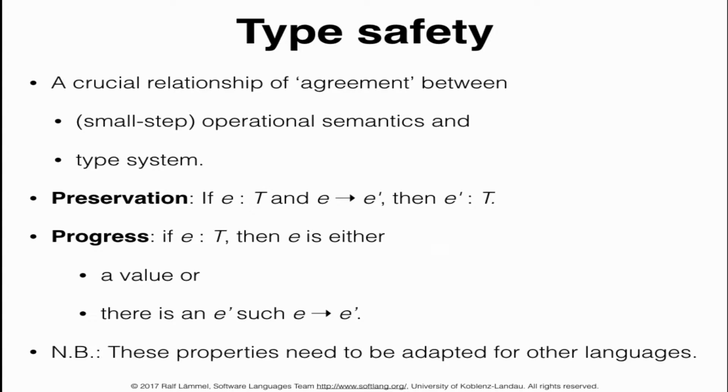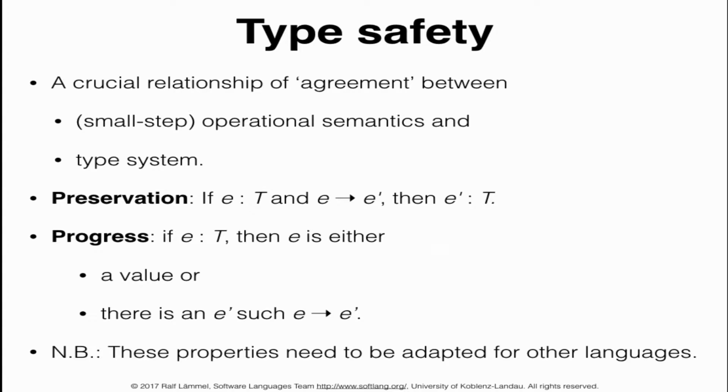We should talk about one important property, the so-called notion of type safety. It's a relationship between semantics and type system, because obviously it doesn't make any sense to define a type system just by itself in the hope it will somehow usefully predict runtime behavior. So type safety is basically the agreement that type system and operational semantics fit together.